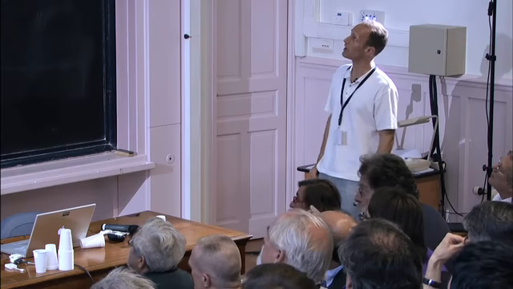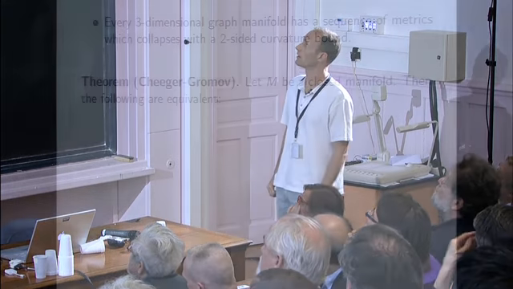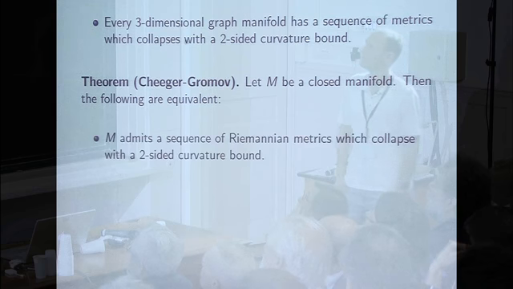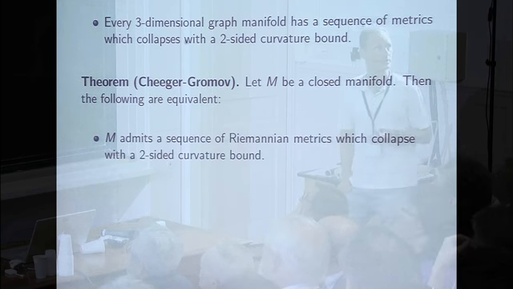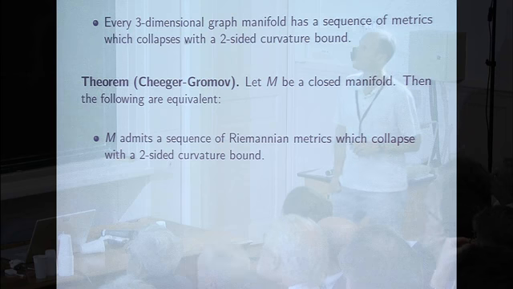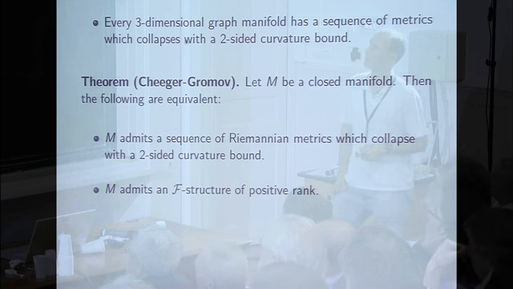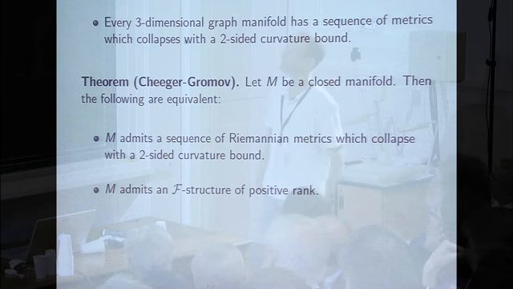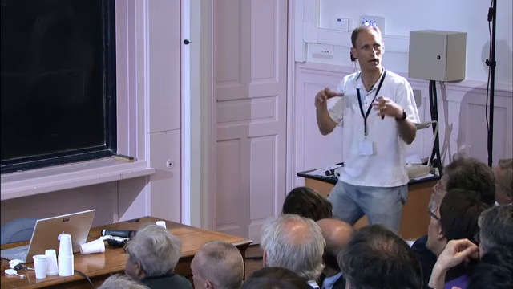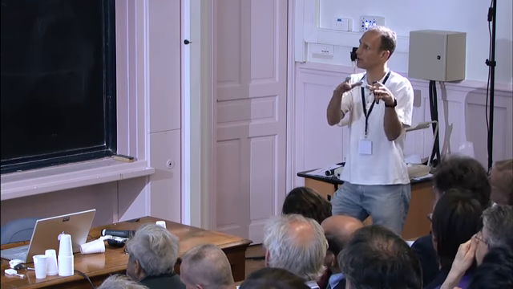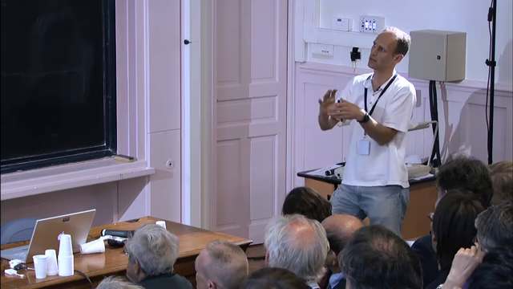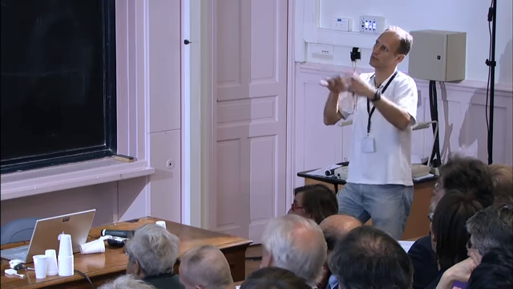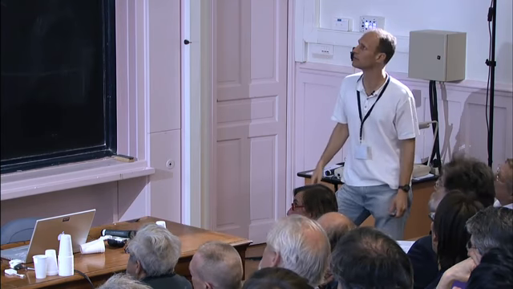More generally, they gave a characterization of collapsing in the following form. If you have a closed manifold M, then you can find a sequence of metrics which collapse with a two-sided curvature bound on this manifold if and only if this manifold admits an F-structure of positive rank. I'm not going to give the definition of an F-structure of positive rank, but roughly speaking, it involves having a cover of the manifold by pieces, each of which has a finite cover with a torus action on it, and these structures are somehow compatible on the overlaps.